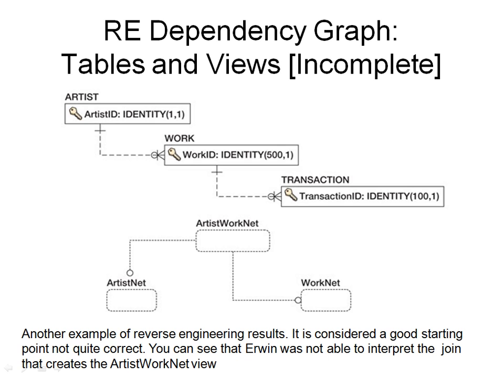This dependency graph shows another example of reverse engineering results. It's considered a good starting point, although it's not quite correct. You can see that Erwin was not able to interpret the join that creates the artist work net view.